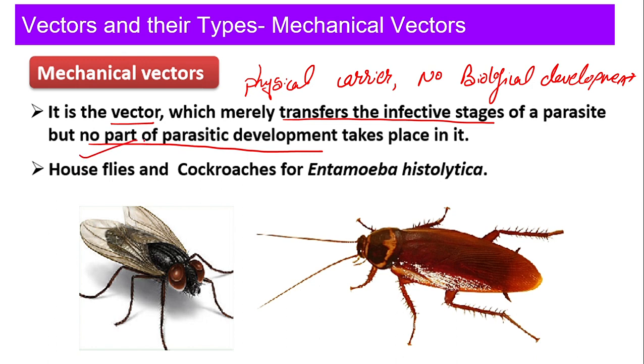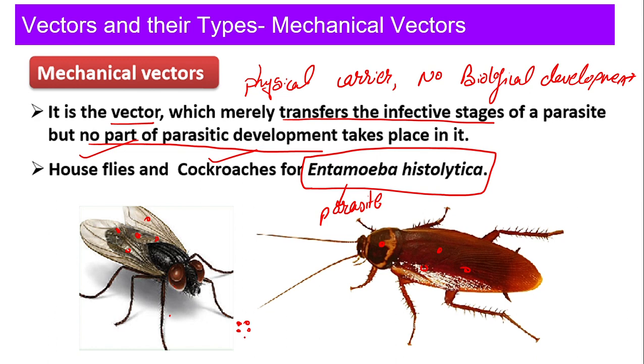For example, houseflies or cockroach are the mechanical vector for Entamoeba histolytica. Entamoeba histolytica is the parasite. Now cockroach and housefly will have this parasite. For example, it is present over there. This fly will sit over here and it will get Entamoeba histolytica. Now when this fly goes and sits on some food, this Entamoeba histolytica will fall over there. So by this it is transmitting the parasite. So that's what I said, vector is a vehicle which is used for transportation.